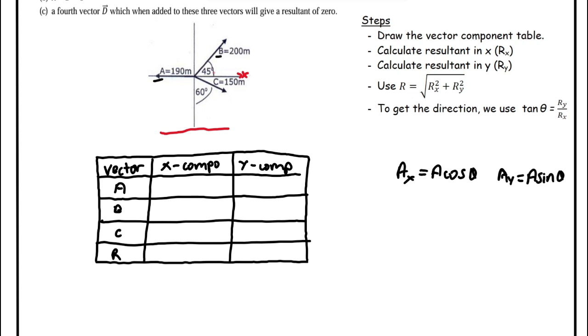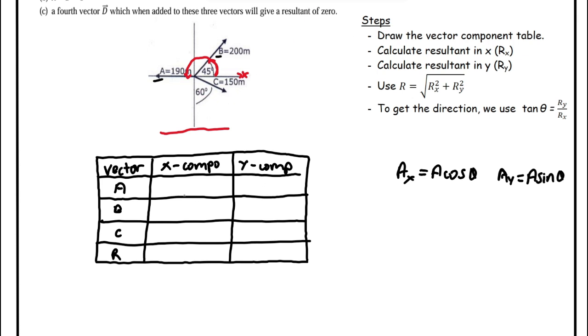So for vector B, the angle from the positive x-axis up to the vector is 45 degrees. For vector A, we have to go from the positive x-axis all the way up to the vector itself. So that's 180 degrees, and so on and so forth.